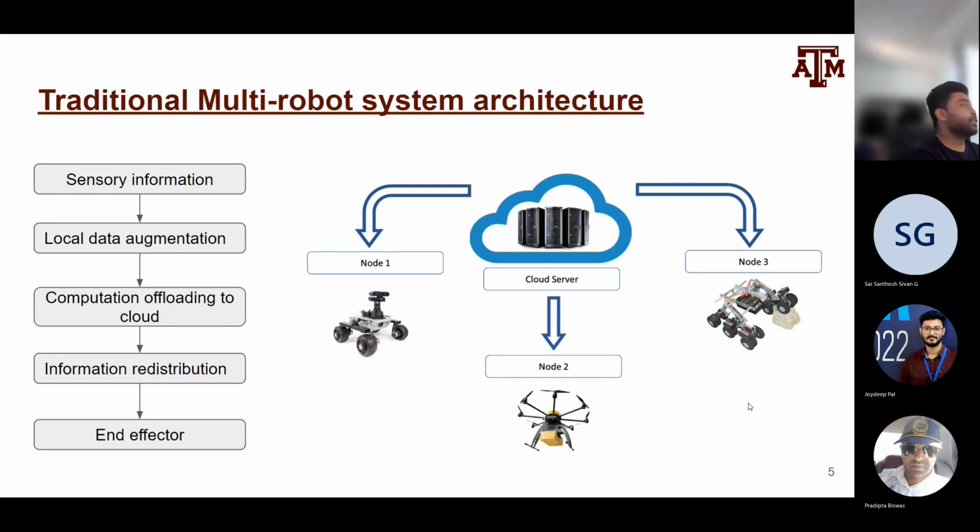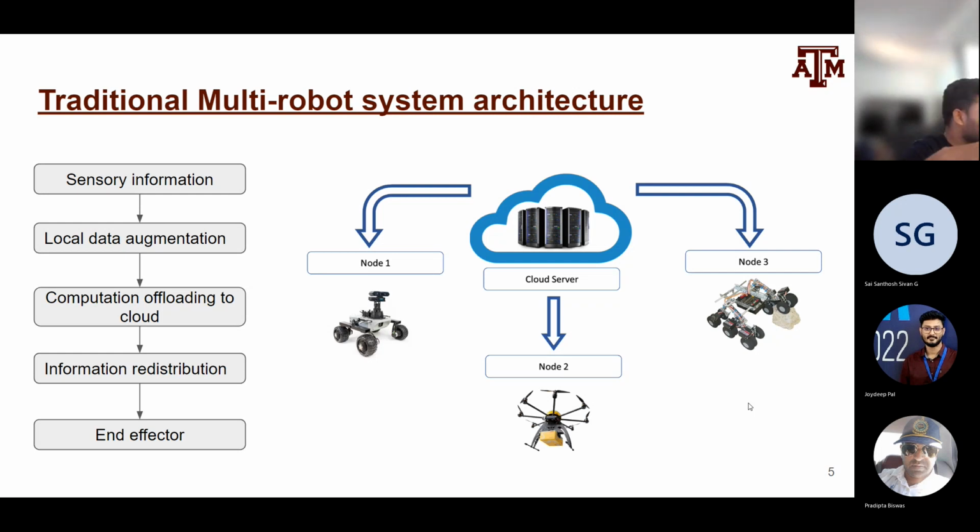So what the traditional multi-robot architecture looks like, it has various robots that collect the sensory information from the environment. For example, images, thermal information through infrared sensors, sound information, or whatever you call. All those information are mostly used to understand the environment.